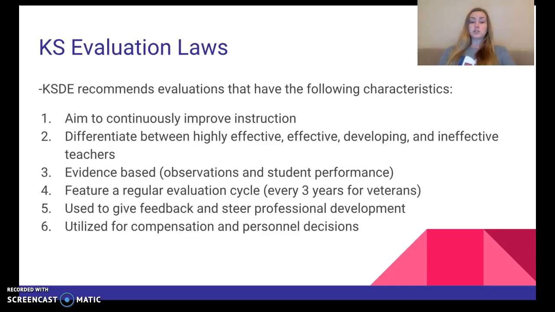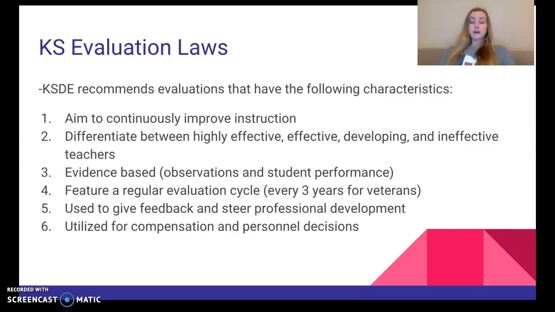But we're supposed to actually go into four categories. So we have highly effective, effective, developing, and ineffective. They should be evidence-based, based on observations and student performance, both. And they should feature a regular evaluation cycle, which is at minimum every three years for veteran teachers, and every semester for new teachers, and every year for teachers who have been there for three to four years.